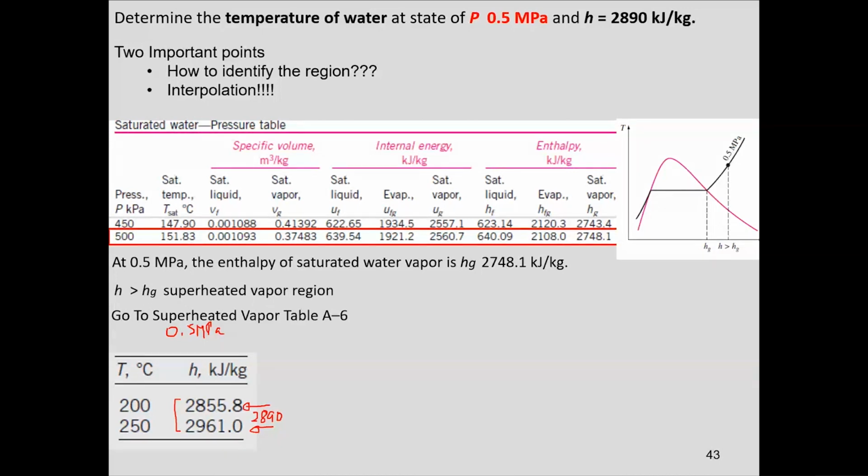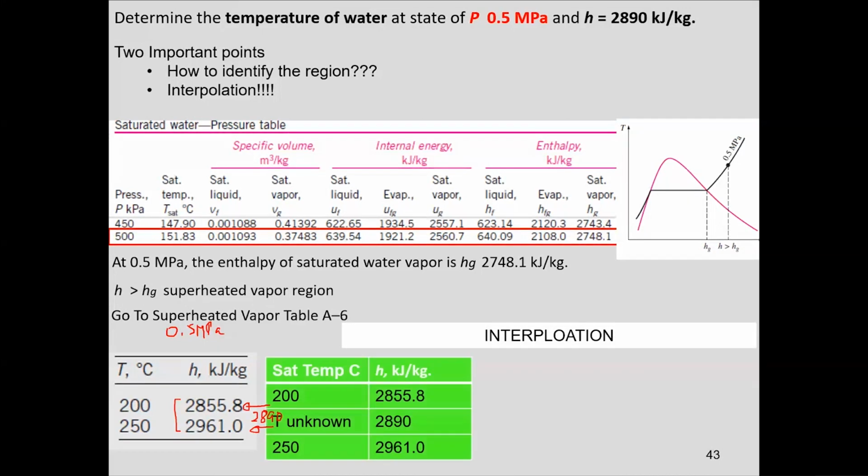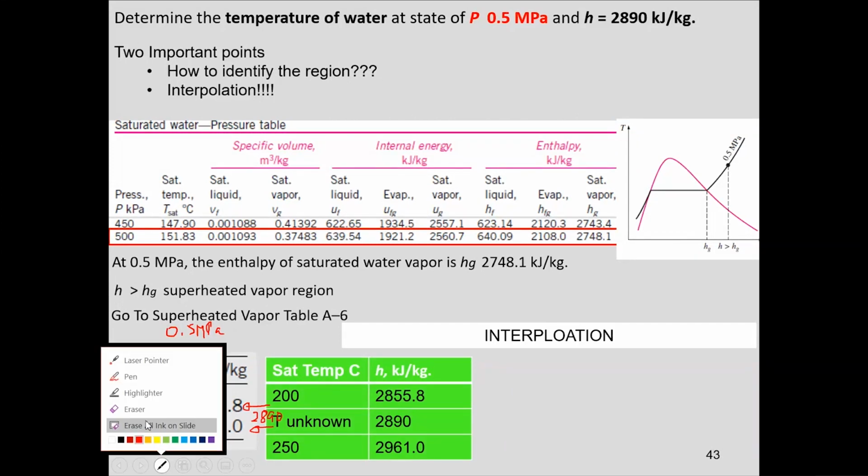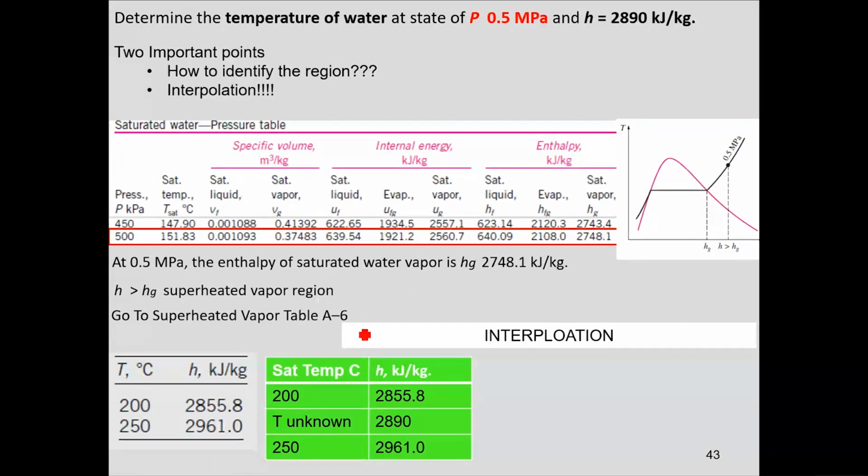So I'll prepare an interpolation table of this sort, which says the values given to me from the table: 200 degrees, with the enthalpy value of 2855.8. For 2890, the temperature is unknown, but it is somewhere between 200 and 250. And for 250, the value given to me is 2961. Are you with me? Do you understand why I have taken these two values, 2855.8 and 2961.0? Yes, sir.